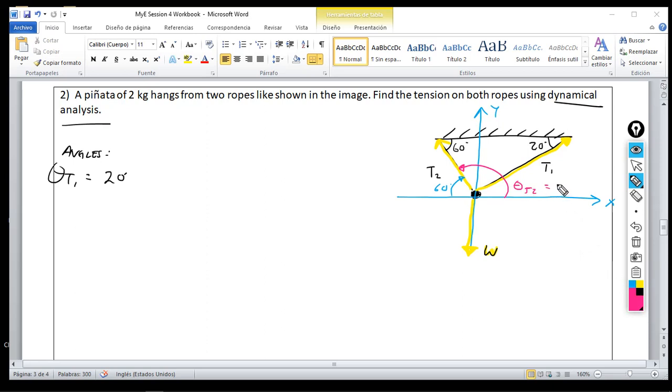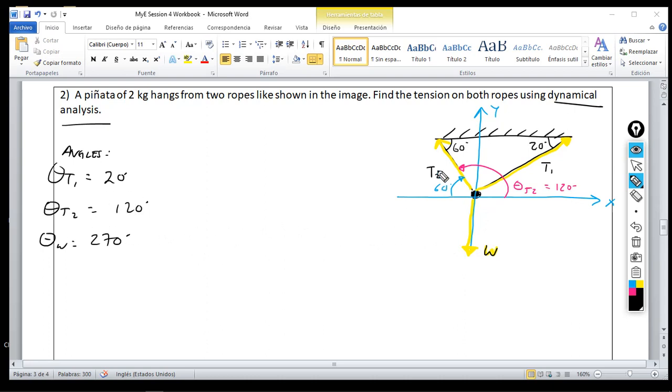You see, this is just simple geometry. This is 120 degrees, and I can now put it over here. The angle of T2 is 120 degrees. And the angle of the weight is very simple. It's 270 degrees because it's going downwards. So now we have the angles of all the forces.